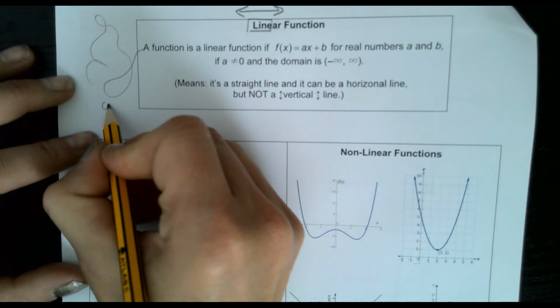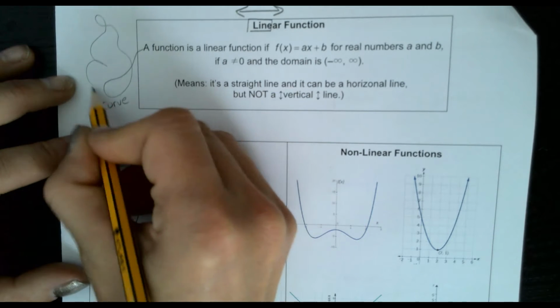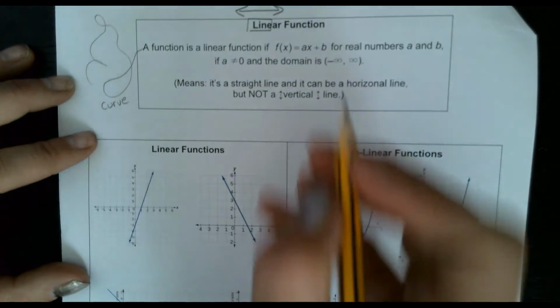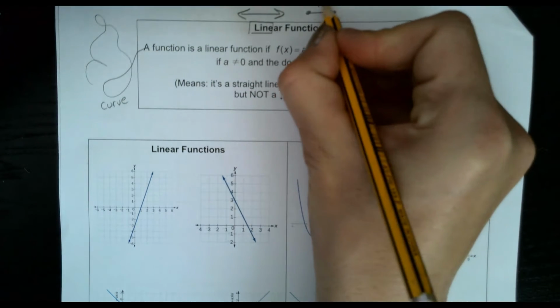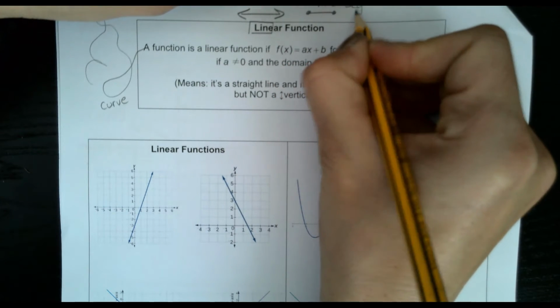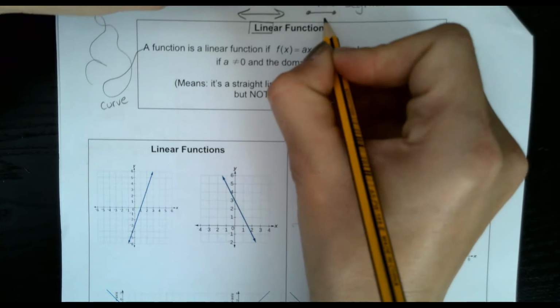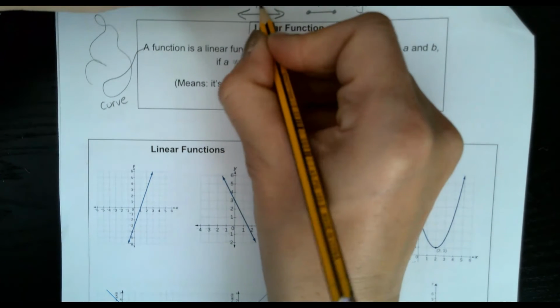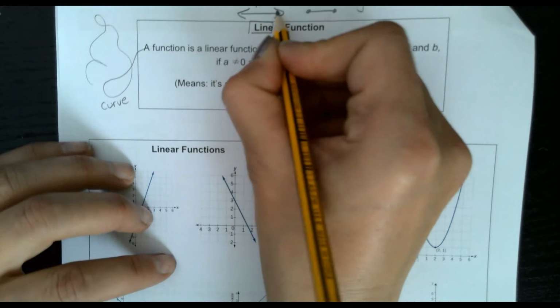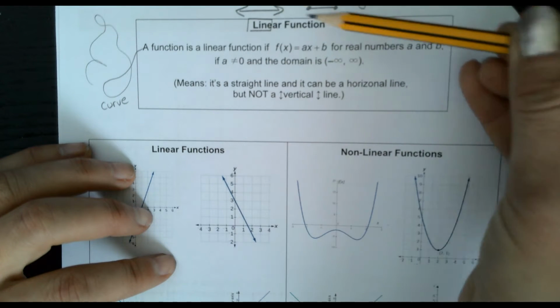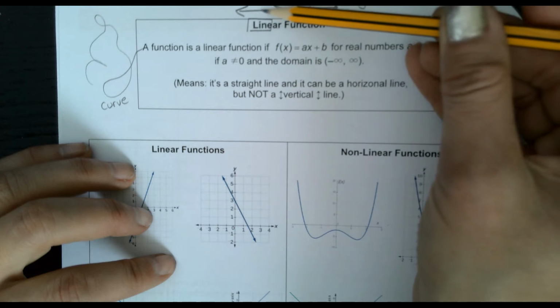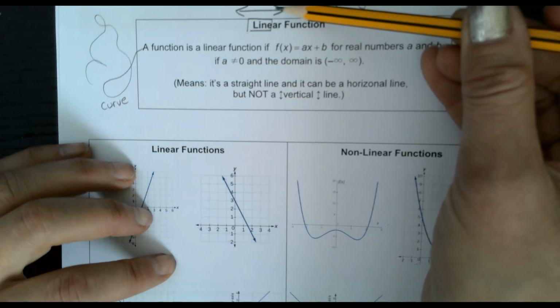This is a curve because it's like, woo-wee, okay. If I have something that looks like this and it starts and stops, that's called a line segment. It's not a line, it's a line segment. This is a line where it's straight and it goes on forever and ever. So we're just going to talk about linear functions, functions that are lines, okay?